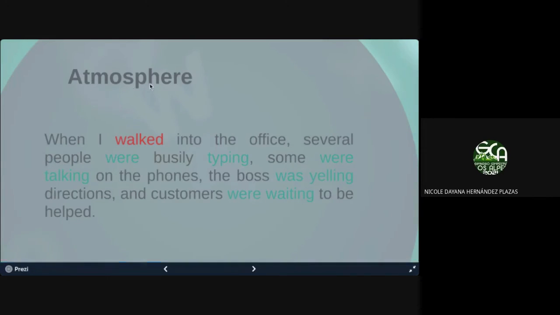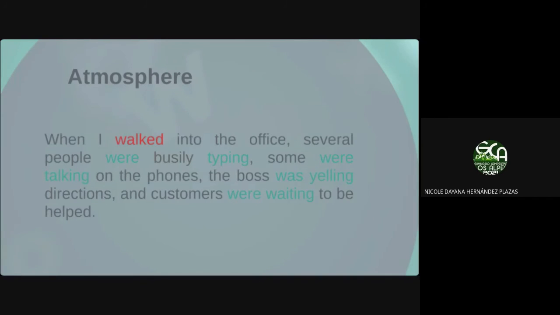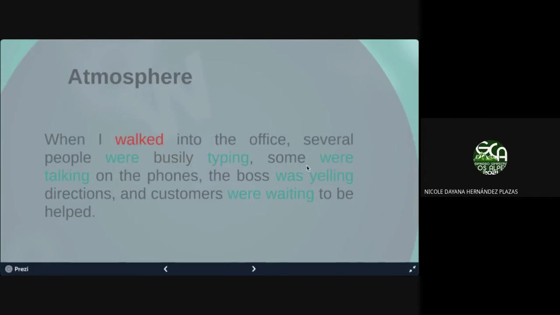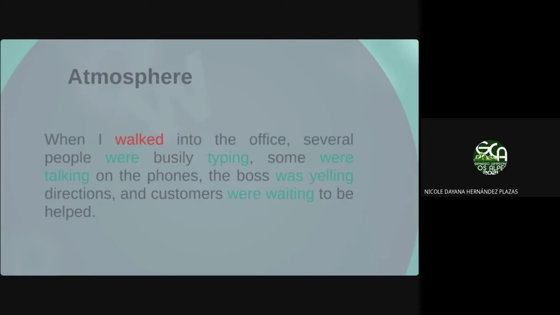So look at this, guys. You have all of this atmosphere. You have this person who walked into the office. All of this is interrupted by the fact that he walked into the office. That's the reason why this is in past. Cuando yo entré a la oficina, he realized this. Several actions, multiple actions were happening at the same time. Yes, the context, the atmosphere of the office was this one.